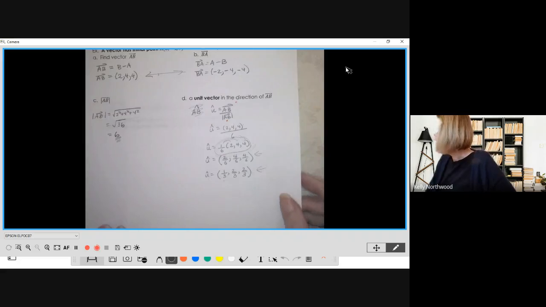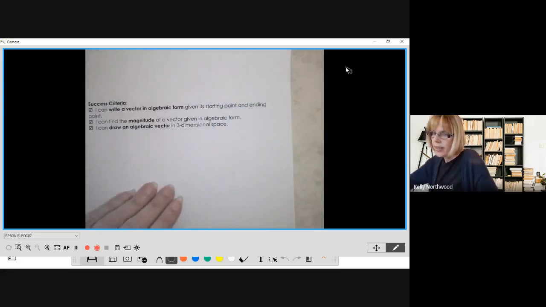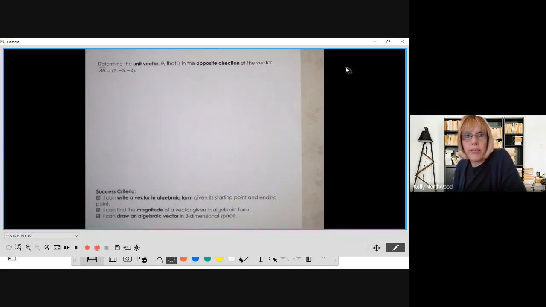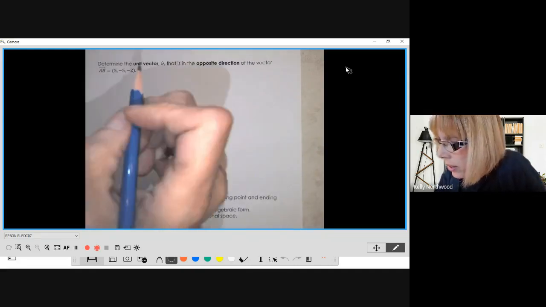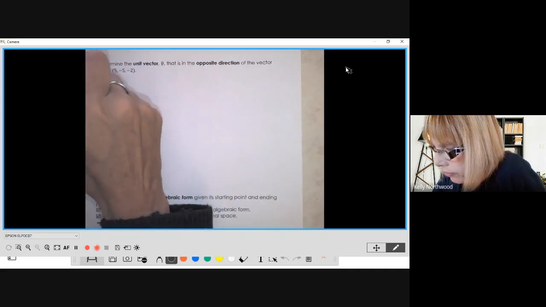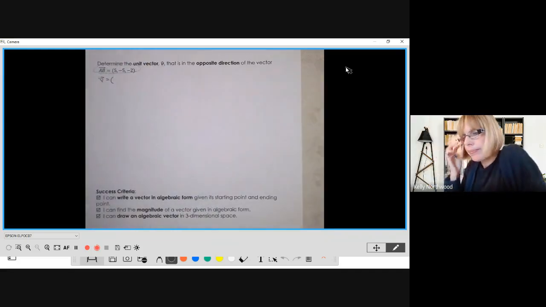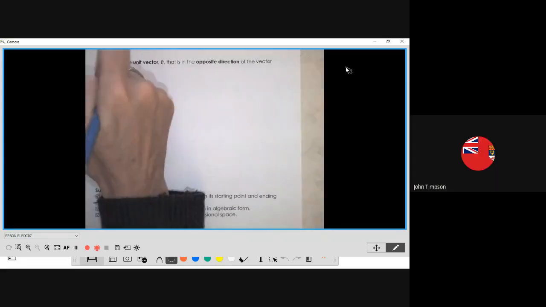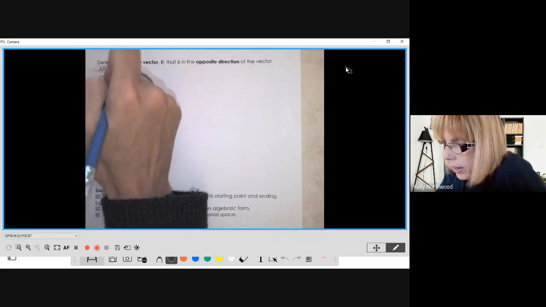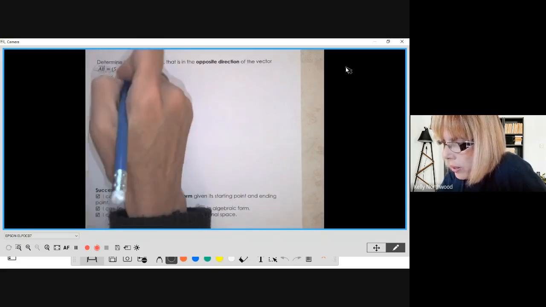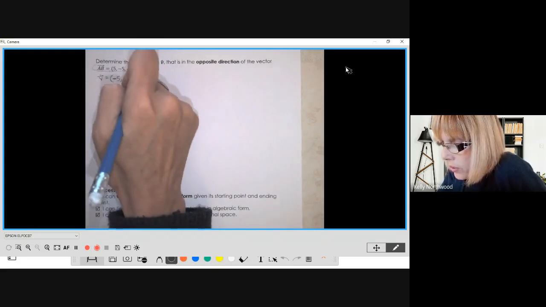Okay, and our last question for this morning. Determine the unit vector, another unit vector question, that is in the opposite direction of the vector AB. So we talked about how we get opposite direction. Let's call it vector V. What would vector V be if it's got the opposite direction of vector AB? We'll have the opposite signs in all the axes, all of the opposite signs in all of the components. So -5 for the X component, +5 for the Y component, +2 for the Z component.